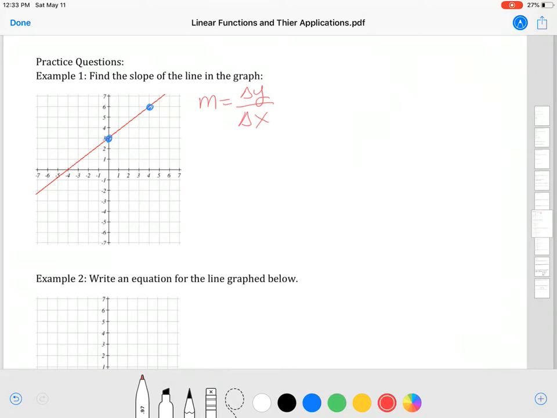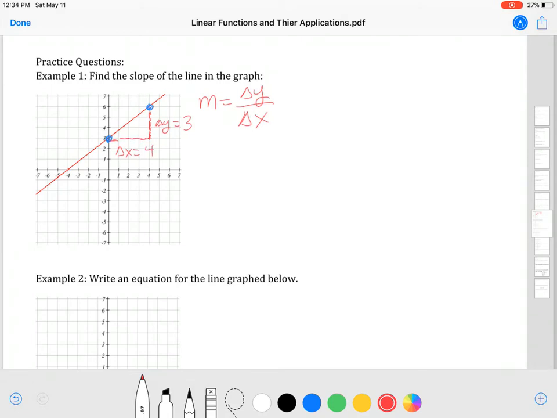Okay, so now when we look at this, I'm going to make like a triangle so I can see what my change in y over change in x is. My change in y is my vertical change. And if I look, 1, 2, 3, it's 3 units up. And my change in x is a horizontal change of 1, 2, 3, 4 units.